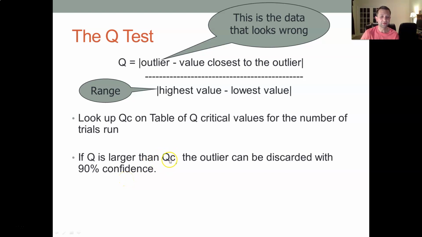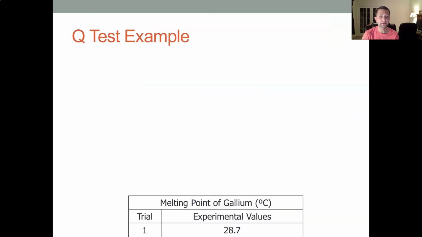The critical Q values are different based on your confidence level. If you want to be really sure, like 95% confident, you can get rid of that data point. You want to compare it to the QC values at 95% confidence. So let's take a look at how we do this on a quick data set here.